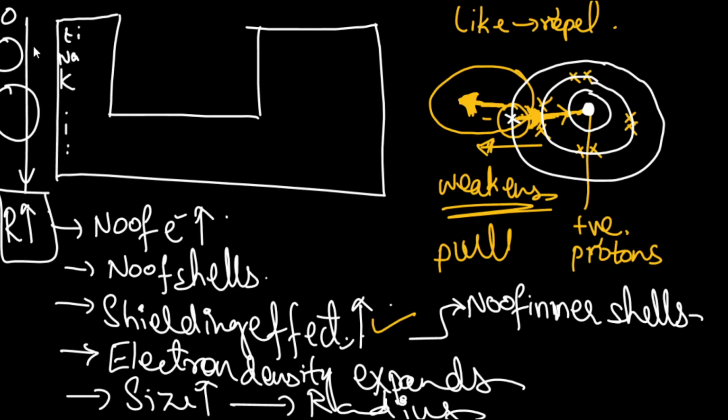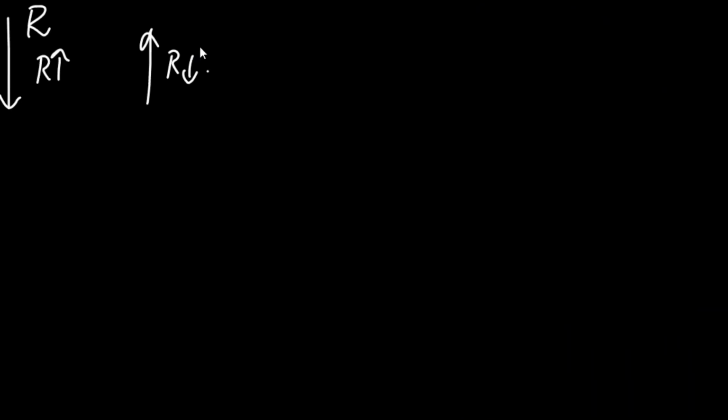What happens to the radius as you go down the group? As you go down the group, the radius has to increase. And what about going up the group? The radius has to decrease. Okay, meaning going in the reverse direction, radius has to decrease. It has to fall. All right, these are the two MCQs which are commonly asked.